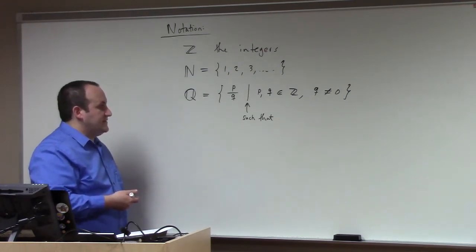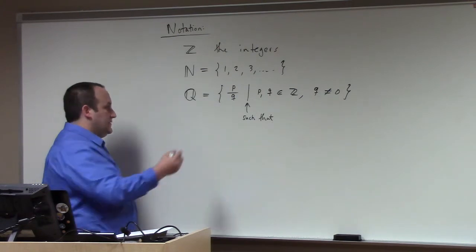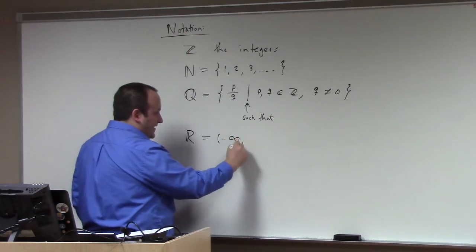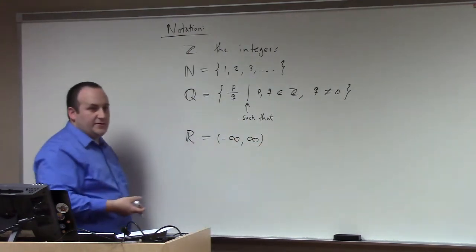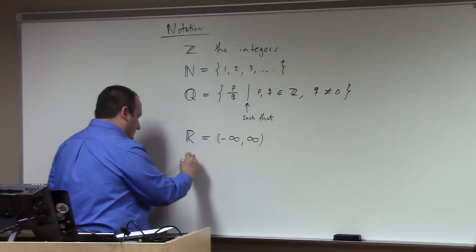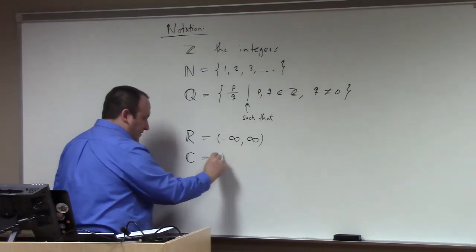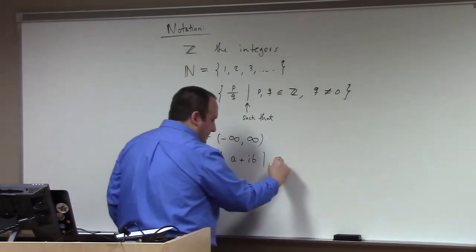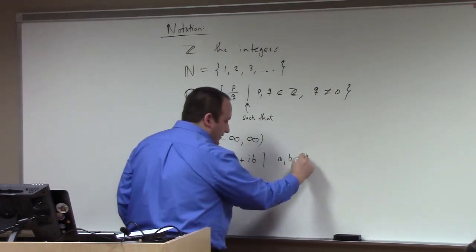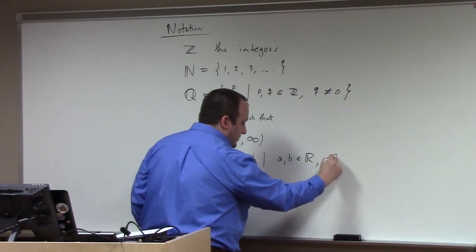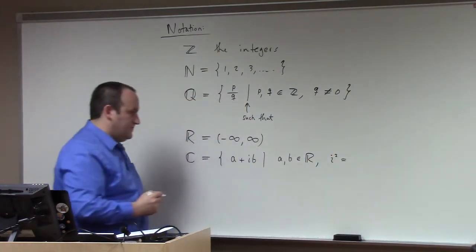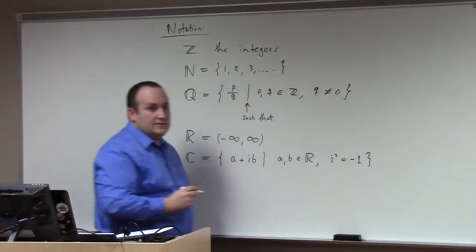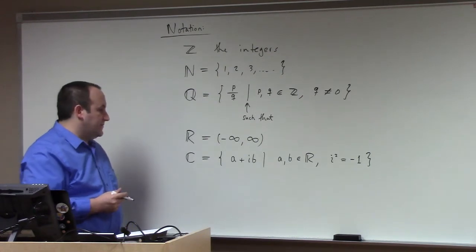What other sets of numbers are we interested in? How about the real numbers? Sometimes you'll see interval notation, minus infinity to infinity, for the set of all real numbers. And what's past that? How about complex numbers? Complex numbers have the form a plus ib, such that a and b are real numbers, and i squared is negative 1. But otherwise, you add and subtract complex numbers just like real numbers.